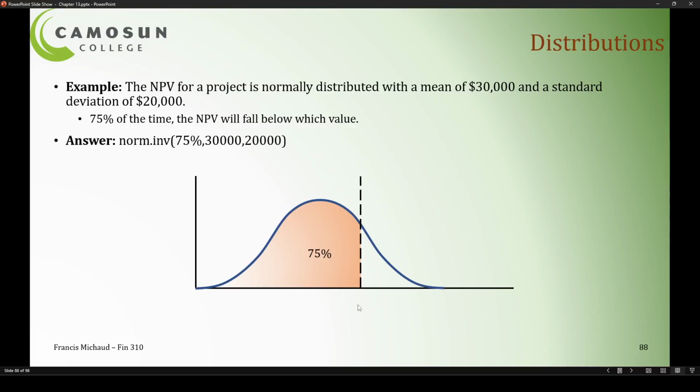Okay, and that should cover everything you need to know for a normal distribution and all the examples that I had.